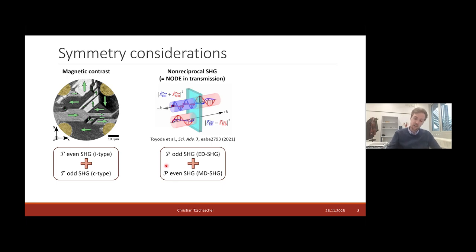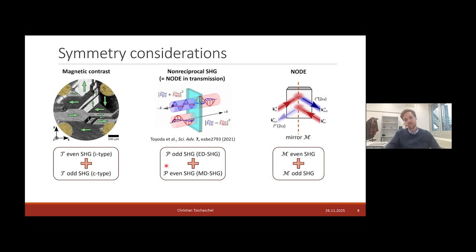And now for the node that we observe in reflection, what relates the two propagation directions of the light is the mirror plane that goes vertically through this sample. So that means to observe a node in general, one needs to have SHG tensor components that are even and odd under this mirror operation. So you see that it's again a different symmetry that defines the presence of the node with respect to non-reciprocal second harmonic generation or the magnetic contrast.